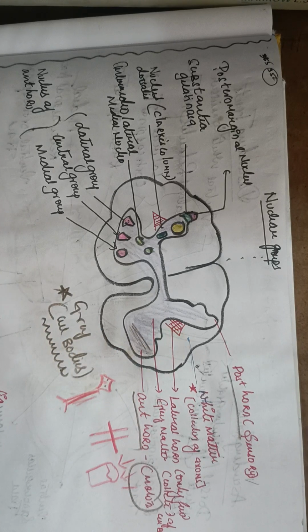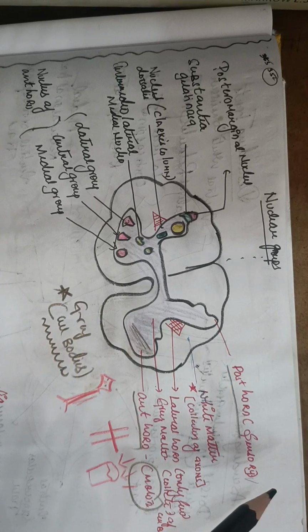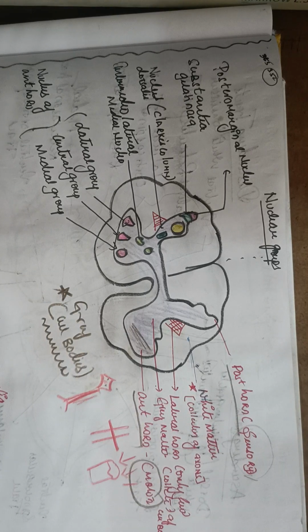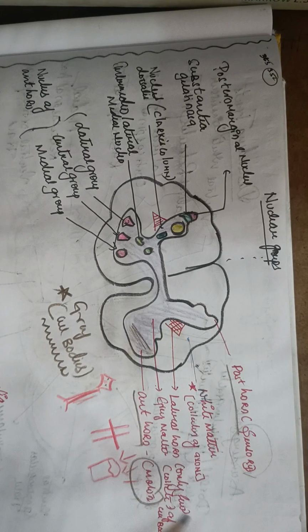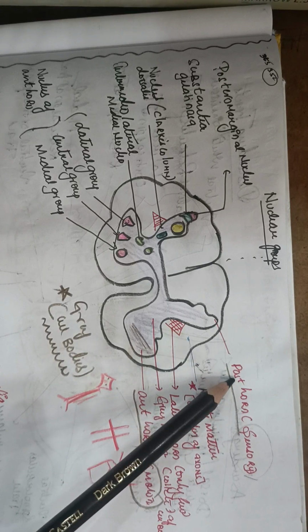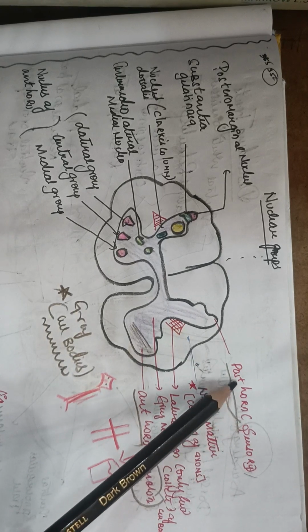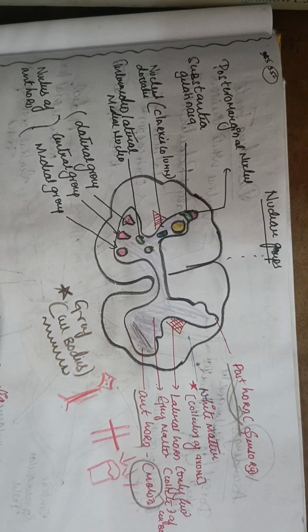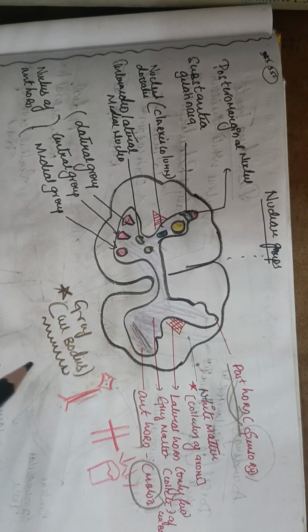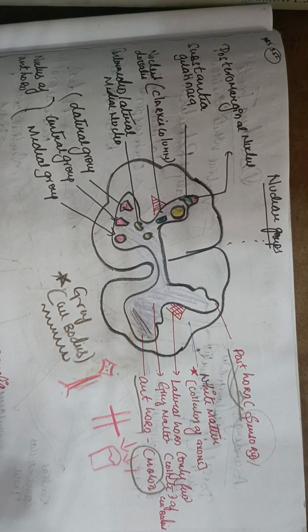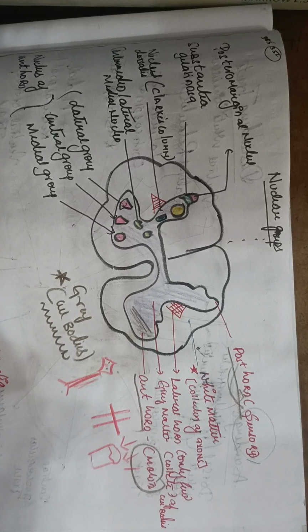And what is the function of this posterior horn? Remember, this is sensory. What is the nature of this anterior horn? This is motor. How do you remember that? After P comes O, after O comes S, S for sensory. That's all you need to understand regarding the basic structure, how the white matter is there and how the gray matter is divided.